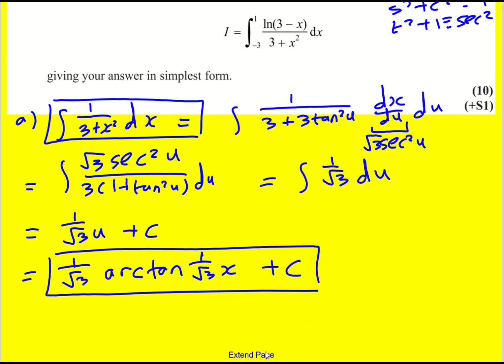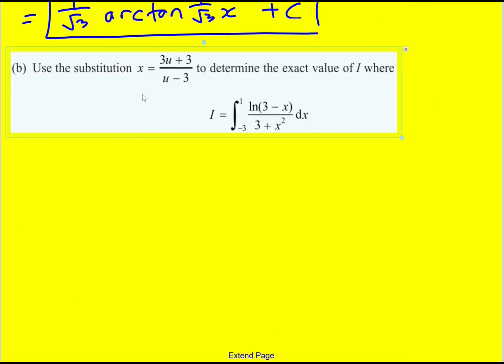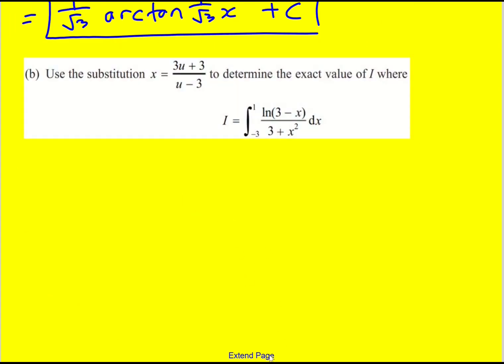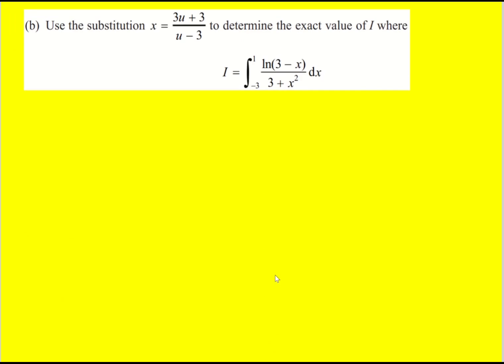Now that really was just a warm-up for what is an incredible integration question. So good. We're asked to use this substitution to find this integral, the exact value of I, and it does say in the simplest form as well. Okay, well, it's going to be a similar process to start with. I'm going to find out what dx by du is. It's just this time I've got to use the quotient rule.